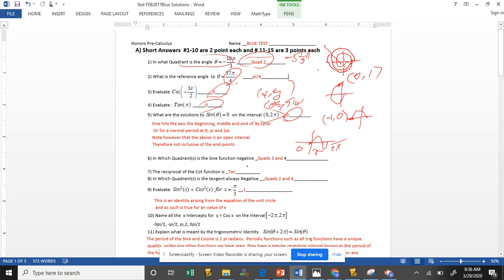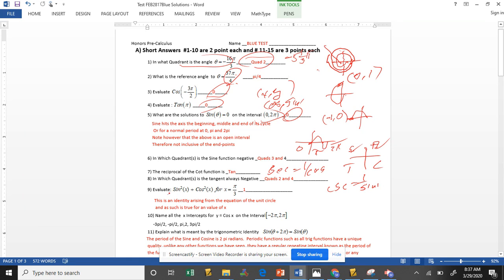In what quadrant is the sine function negative? Well, of course, "All Students Take Calculus" style: sine is positive in the first and second quadrants, and in the third and fourth it's negative. Reciprocal: the cotangent is the reciprocal of tangent. Remember, the secant is 1 over the cosine, and of course the cosecant is 1 over the sine. It's always that C and S combination, which I spoke of.